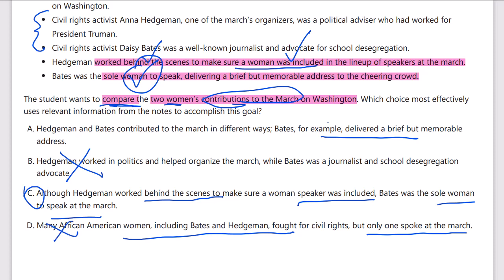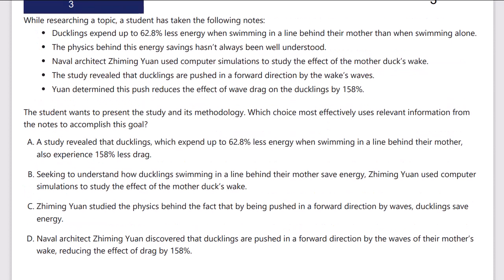Correct answer is C. Three, the student wants to present the study, so present a study and its methodology. So this is a study-related question. We want to present the study, that is the background or identification of what the study is, and we're going to focus on the methodology, not the findings, not the aim or purpose of the study, but the method. That's what we need to find.